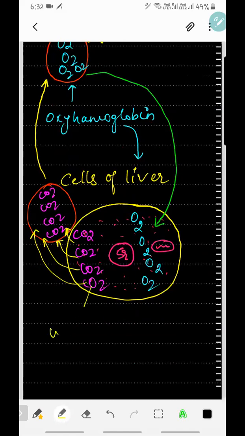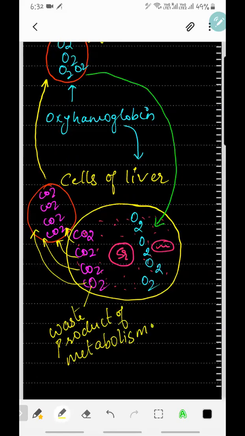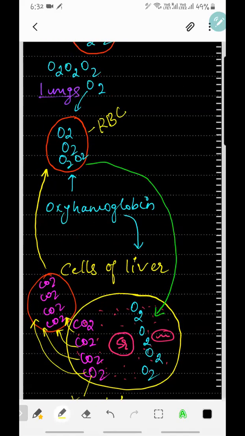This is a waste product of metabolism. So this carbon dioxide, the same. There should not be another carrier for carbon dioxide separately and oxygen separately. So the same thing, if the oxygen is unloaded, the RBC is empty now. So now carbon dioxide will be loaded into the RBC, and then RBC will carry the same through the blood to the lungs, and they will give the carbon dioxide outside.